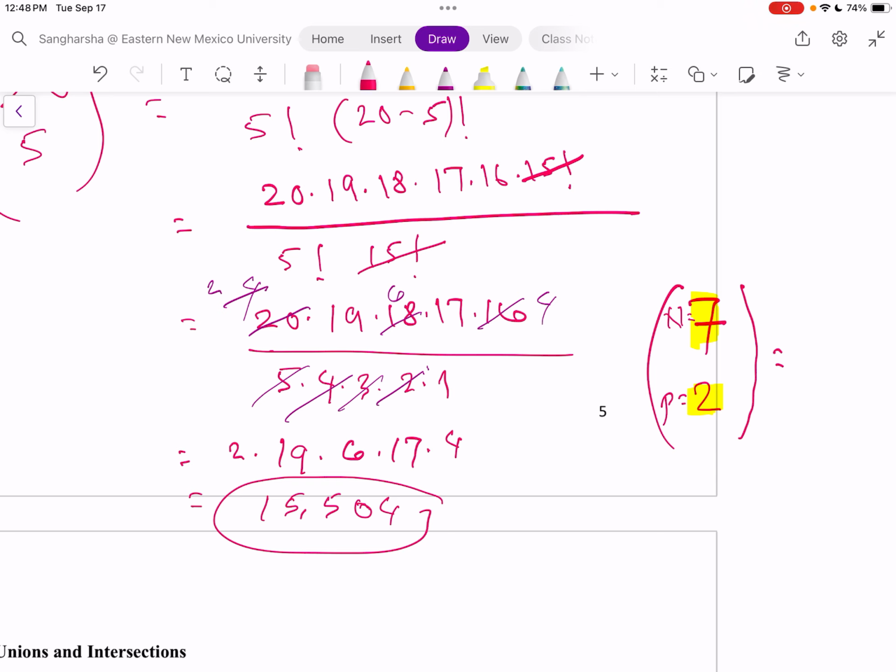Yes. 21. Is there more you have? 21. Oh, okay. Everything is under calculator. 21 is your final answer.